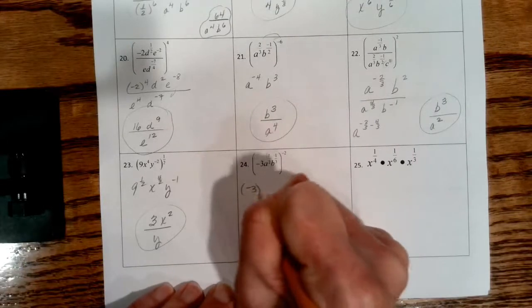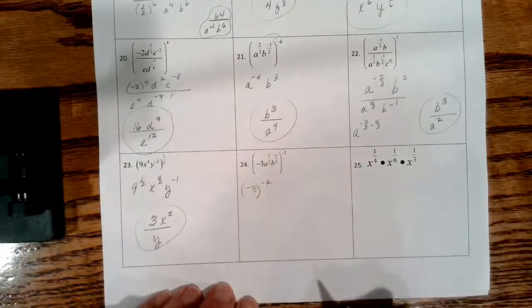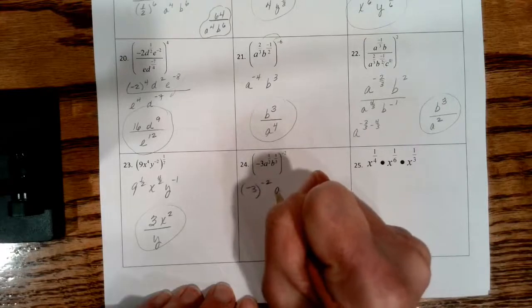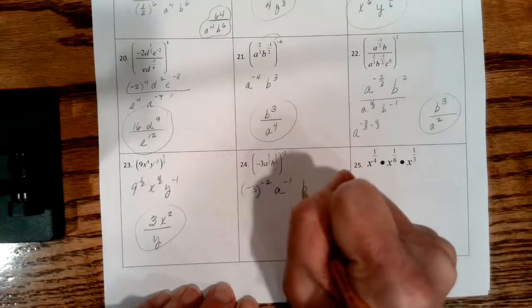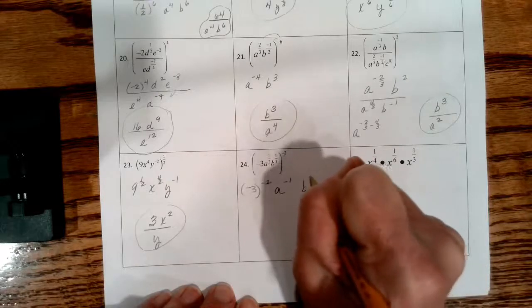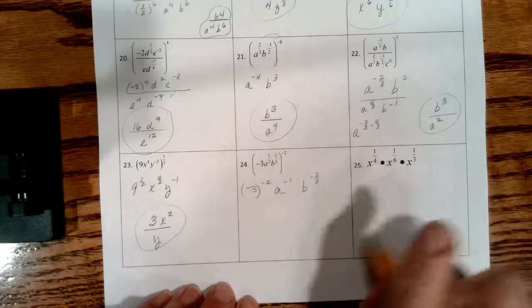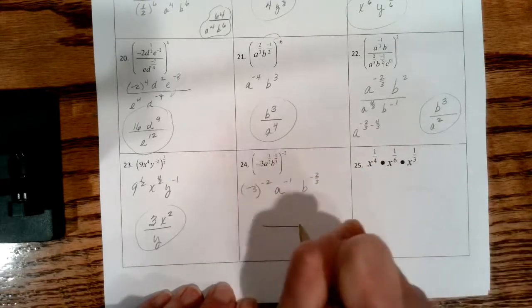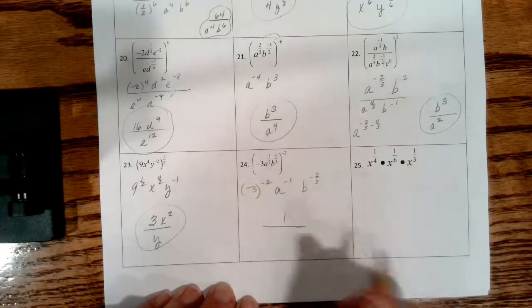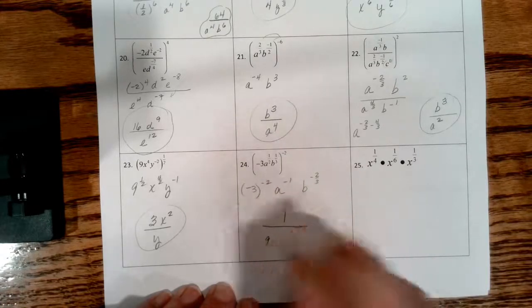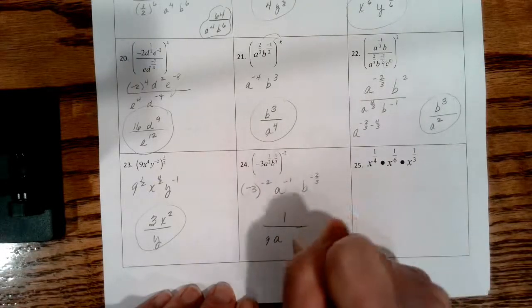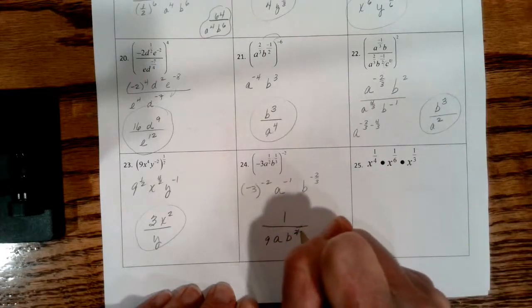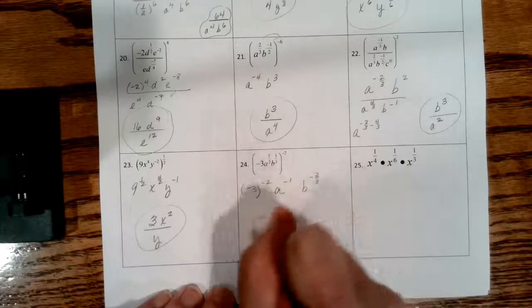Negative 3 to the negative 2nd power, a to the negative 1st power, and b is going to be to the negative 2/3 power. Everything is going to come down here in the denominator. This is going to be positive 9, a to the 1st power, b to the 2/3 power.